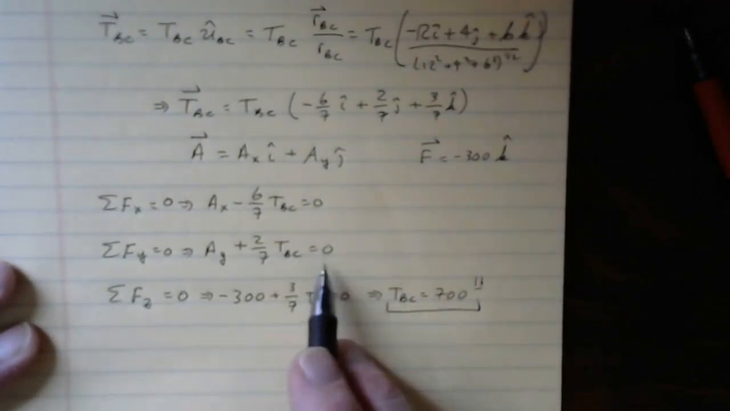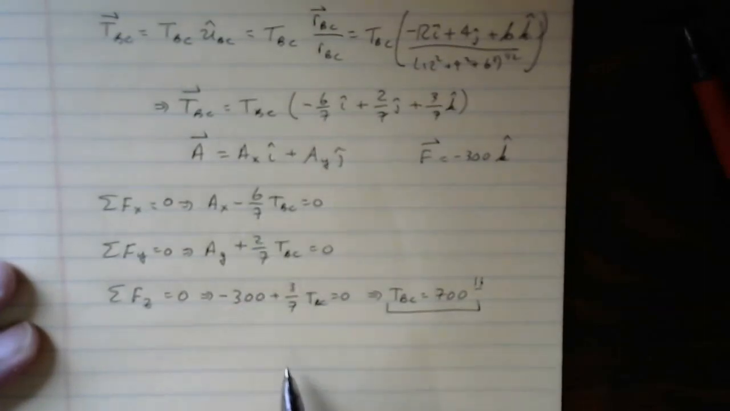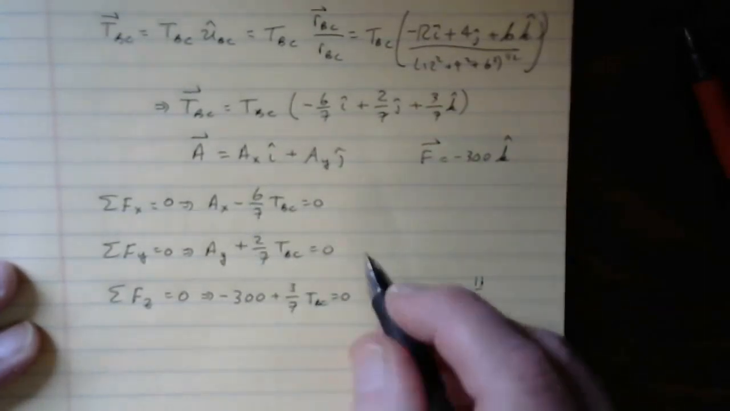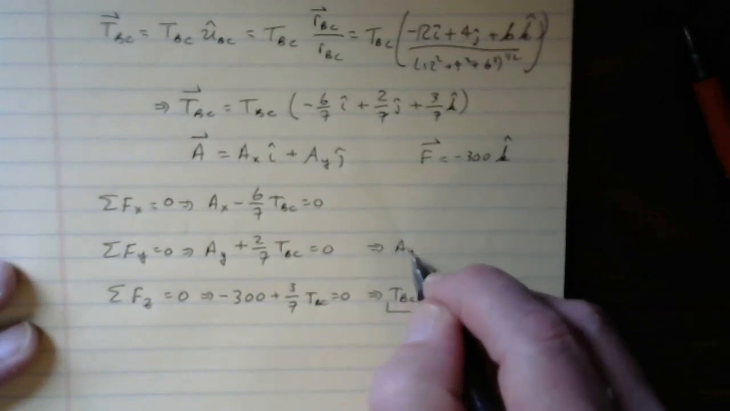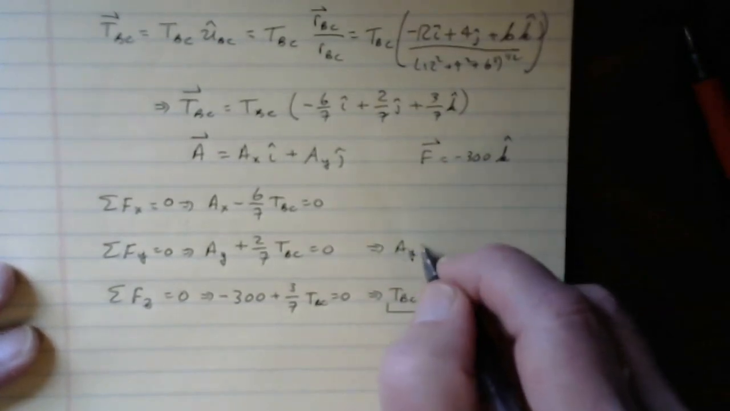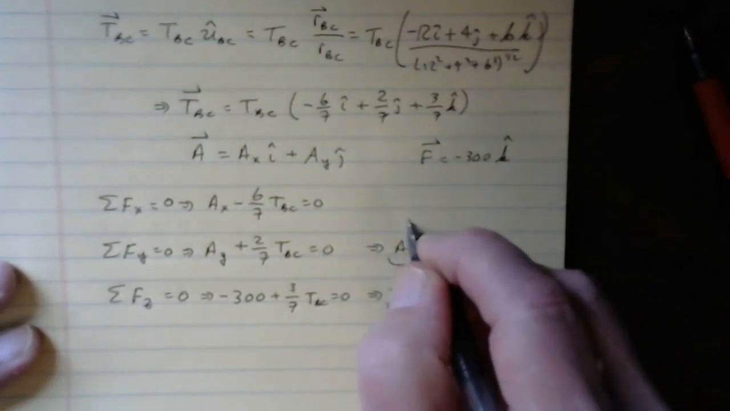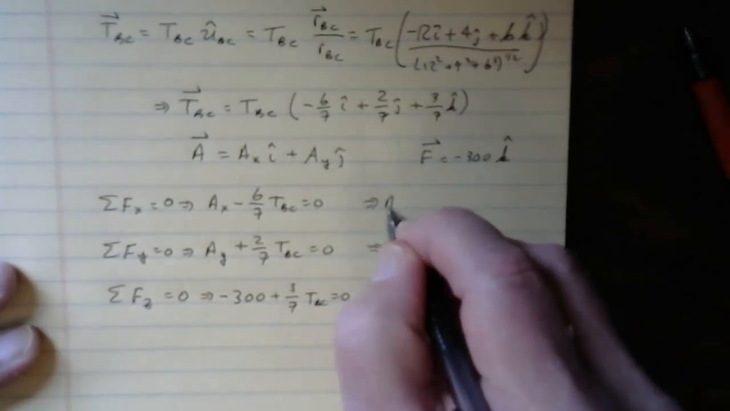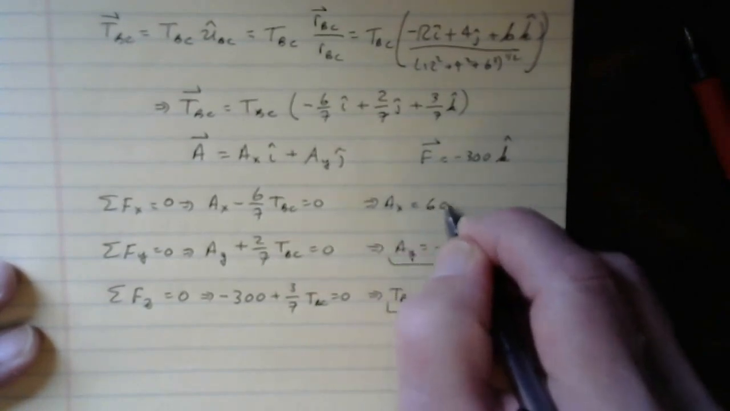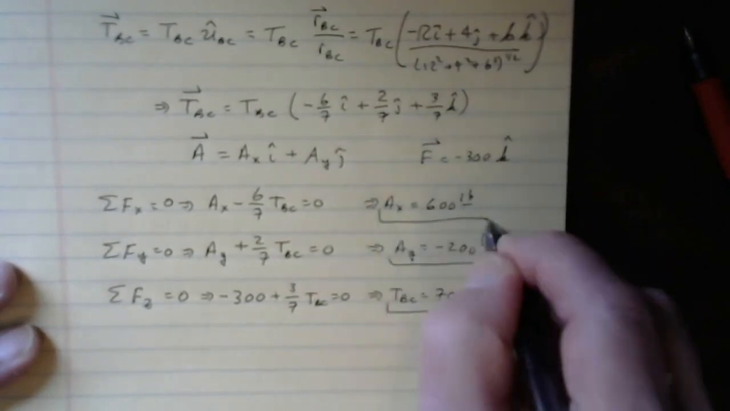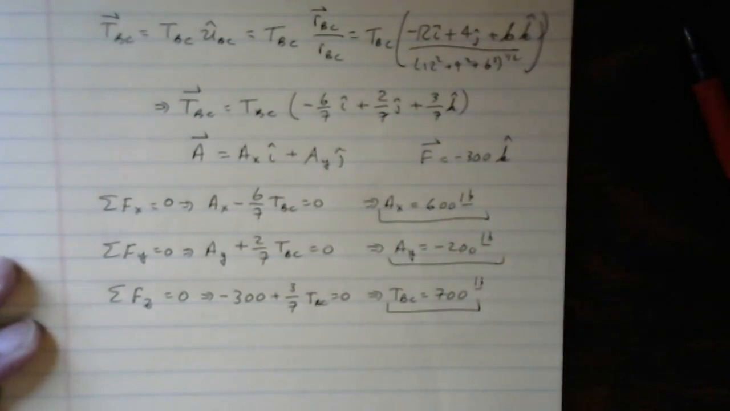I take 700 and go into the sigma Fx and the sigma Fy equations. Then I solve for AY. AY is minus 200 pounds, and AX is 600 pounds. So I solve for TBC first, and then I go into the X and Y equations, and I get the two components of the reaction force. So now 3 of the 6 unknowns have been solved for.